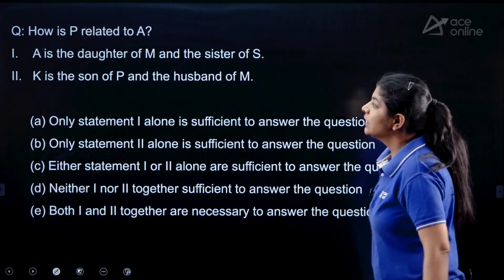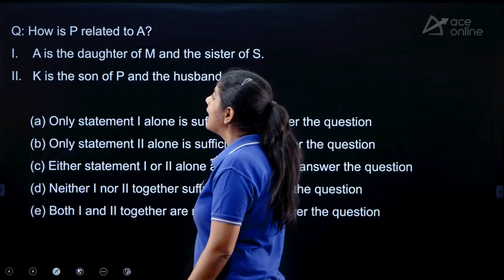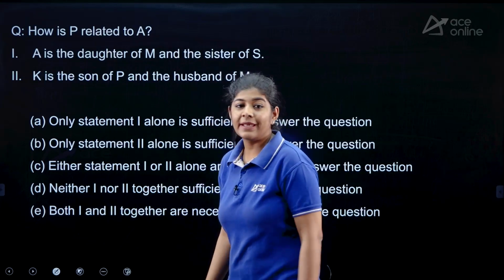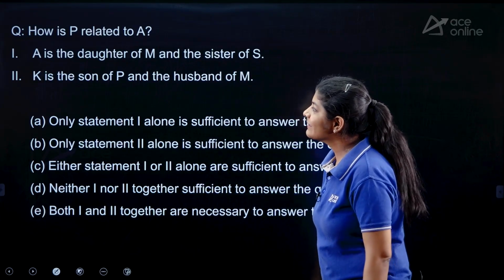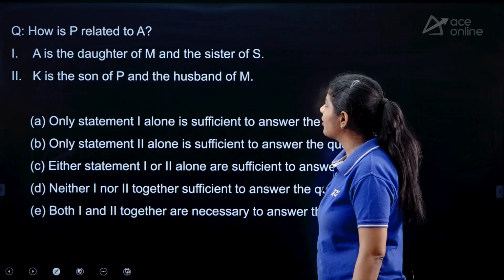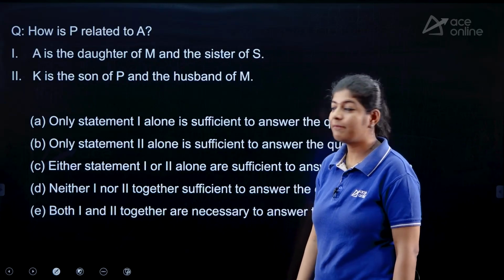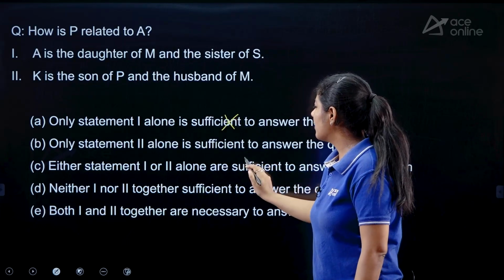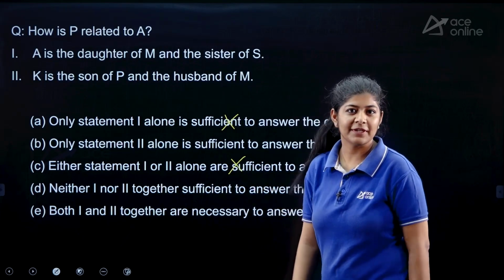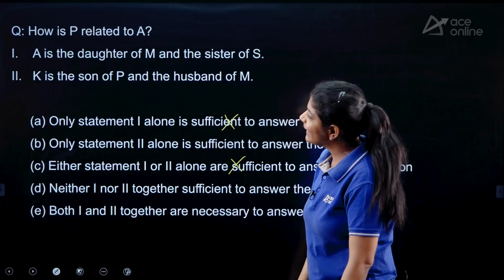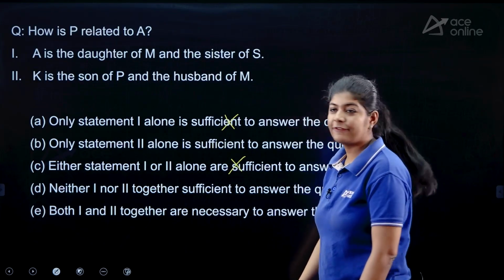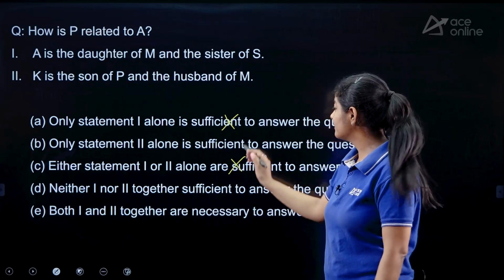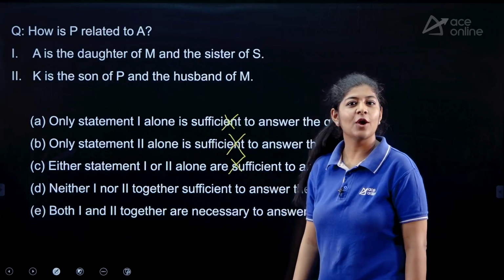Next. The next question says, how is P related to A? First one. A is a daughter of M and sister of S. There is no description of P. Option number A and C are eliminated. Second, K is a son of P and a husband of M. There is no description of A. Eliminated. Now what are we going to do?